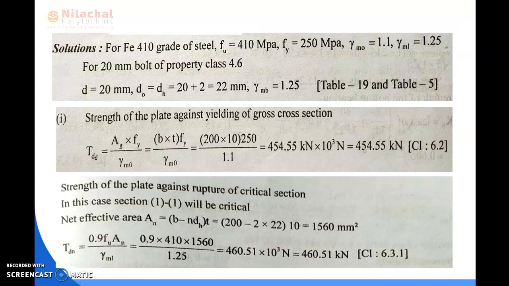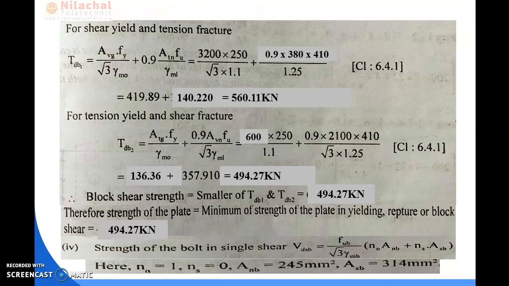So, in the first strength calculation, that means the strength in yielding, we got the value 454.55 kilonewton. And second calculation, which is strength of rupture, we got the value 460.51 kilonewton. And third, which is the block shear strength, we got the value 494.27 kilonewton. So the minimum value is 494.27 kilonewton, which is the strength of the plate.